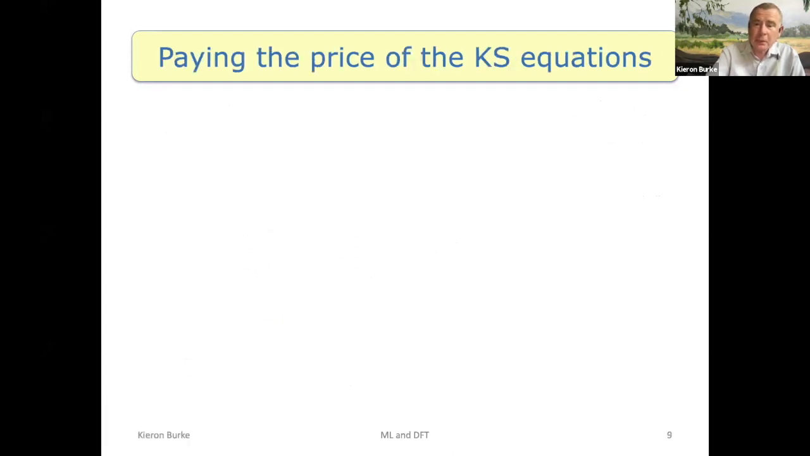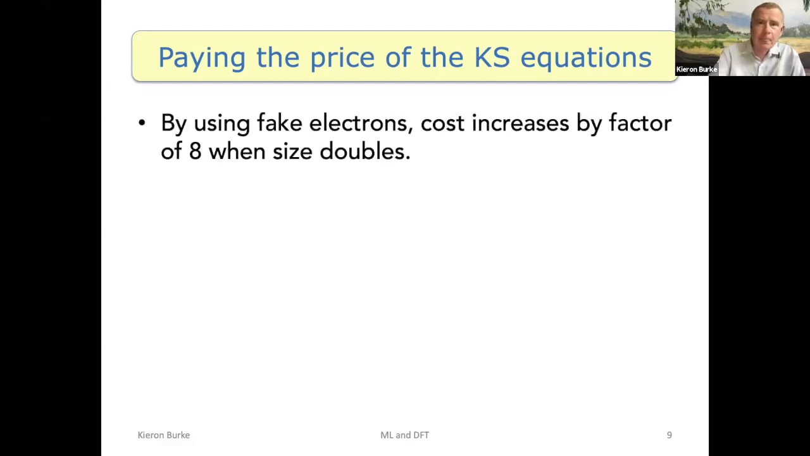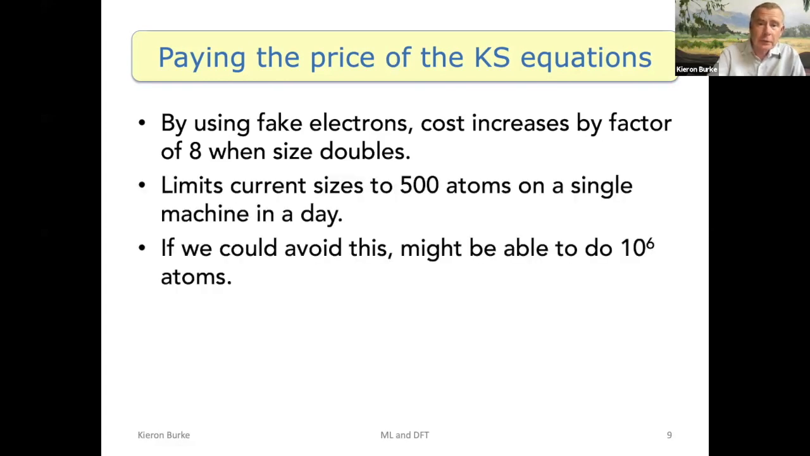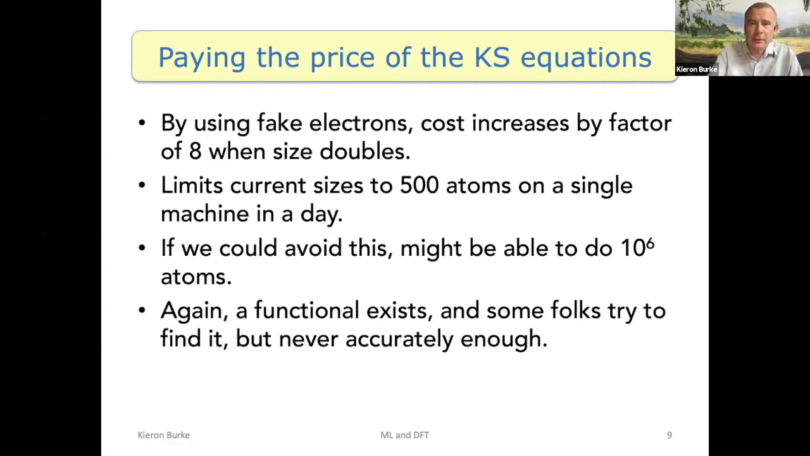Okay. Now, one important thing is paying the price of the Kohn-Sham equations. So we saw that DFT is relatively inexpensive for a quantum solver. It's cheaper if you don't use a hybrid than Hartree-Fock, but you still have to solve the orbital equations. So that scales like N cubed. And so often with a standard machine and so forth, you might do 500 atoms in a day.